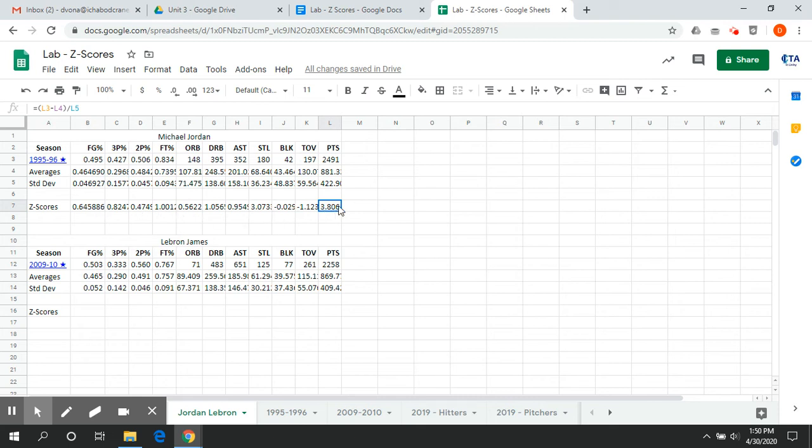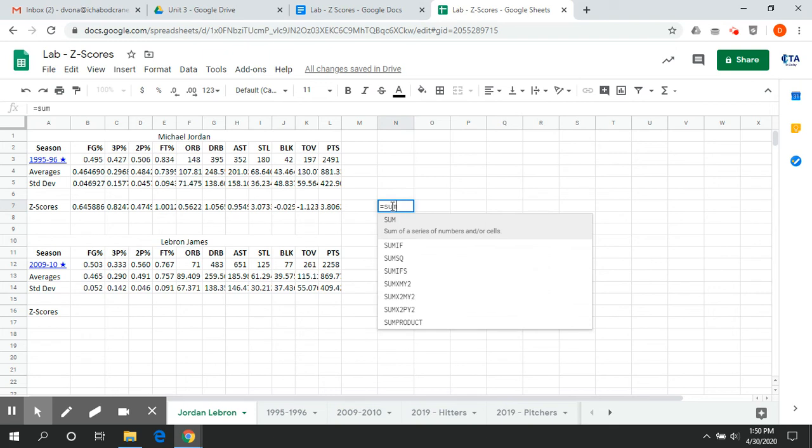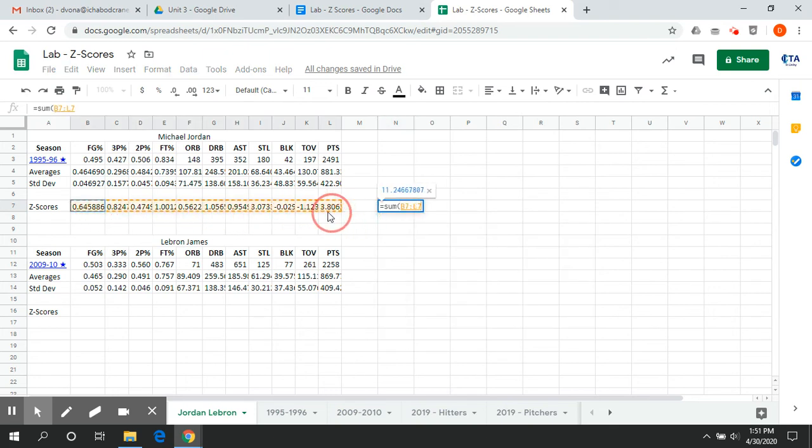All right. So what we can do is take all of these z-scores and add them together. So equals sum, left parenthesis, and get a total and say that across all of those stats, Michael Jordan was 11 standard deviations above the average, which is really, really good, but that's what you'd expect with an MVP caliber season.